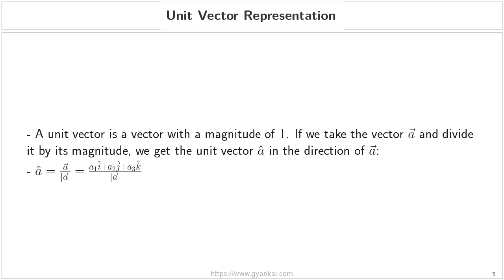Mathematically, we represent this as a hat equals the vector A divided by the magnitude of A. If we expand this using our components, it looks like a hat equals the quantity a1 i hat plus a2 j hat plus a3 k hat, all divided by the magnitude of A.